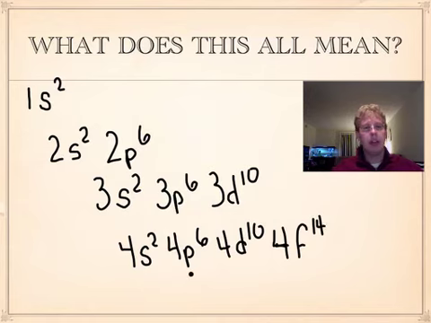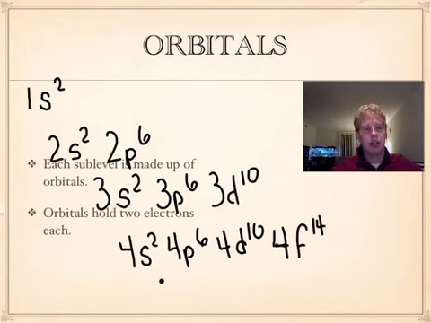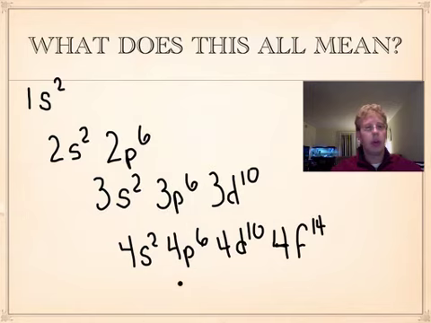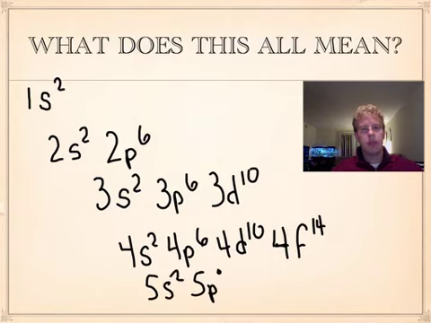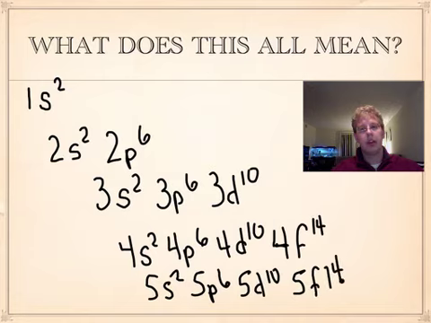We can continue this here with the fifth energy level, which is going to be 5s2, 5p6, 5d10, and 5f14. Okay? There's also a 6th energy level and a 7th energy level.